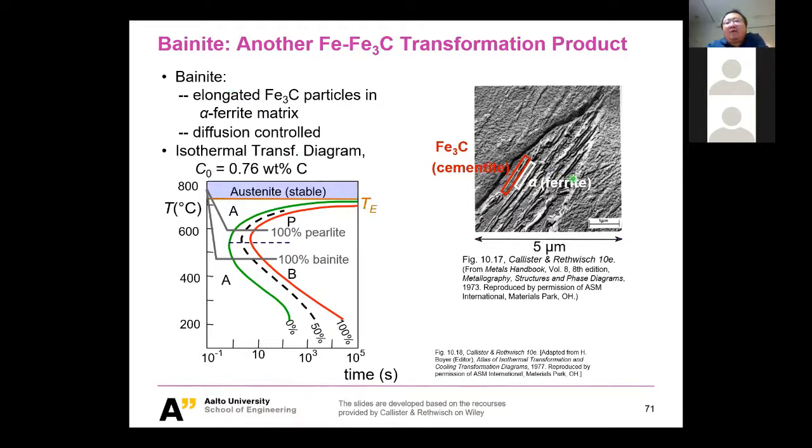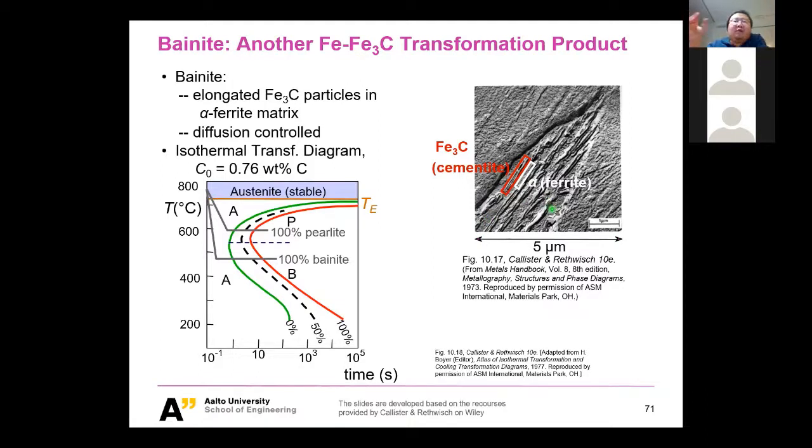So they still look pretty similar to, let's say, pearlite, instead of the layered structure. So you have layered cementite and ferrite. Here you don't have that beautiful layer anymore. You have rather elongated cementite, so it will have some kind of discontinuities. So you have this one elongated and next to the other elongated and so on.